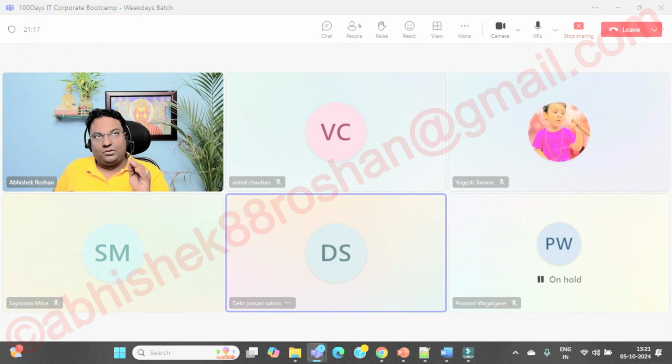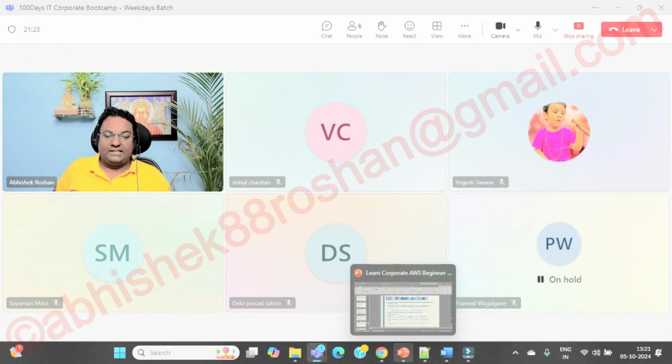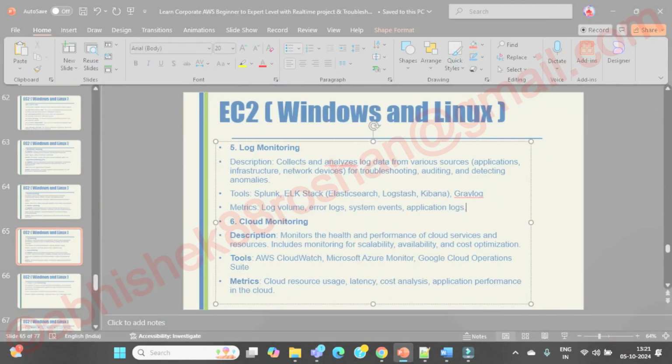You should categorize things properly. Then only you will come to know that these many tools are there, guys. Now, just cloud monitoring is there. Why do we do cloud monitoring? To monitor the health and performance of your cloud services, because there are different services.